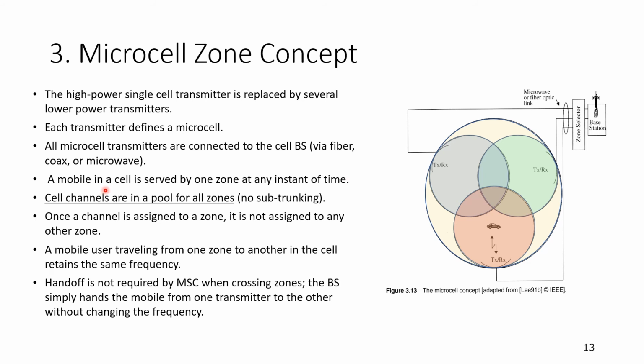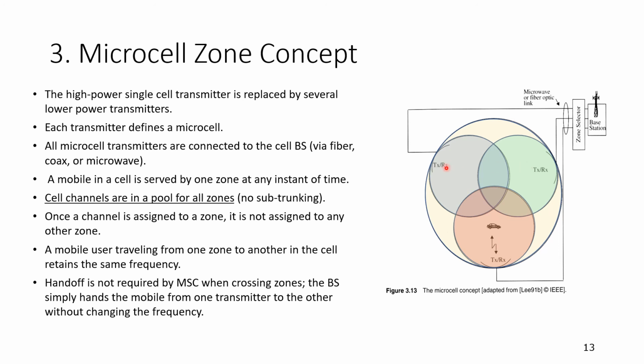A mobile in a cell is served by one zone at any instant of time. So this guy is served by the red circle. As he moves, he will be covered by one of the sectors. Cell channels are in a pool of all zones, but there's no sub-trunking, and this is the key idea. So we're not dividing the frequency into different sectors. All of them are covered by one big zone, and there's no sub-trunking. Once a channel is assigned to a zone, it's not assigned to any other zone. So if it's used here, it's not going to be assigned here, so there is no interference.